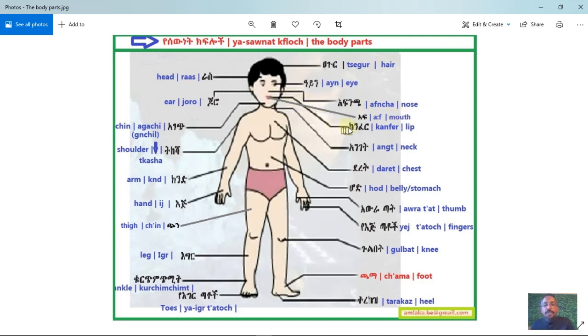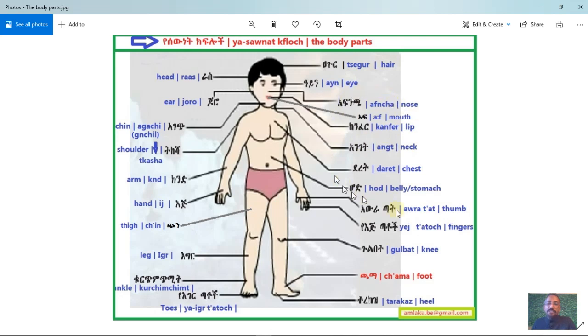And this one, kanfer, which is at the same place as af, kanfer. Kanfer, lip. I gave most of the body parts in singular because changing nouns from singular to plural is another lesson. I mean, how do you form the plural form of a noun? For example, joro or ein, how do you say eyes, ears or lips? That will be a different lesson because generally there is a rule for changing singular nouns to their plural in Amharic.